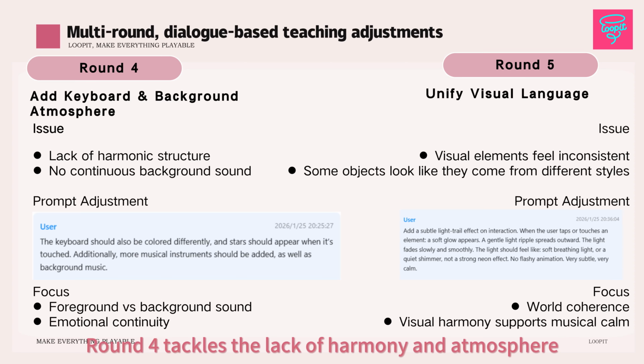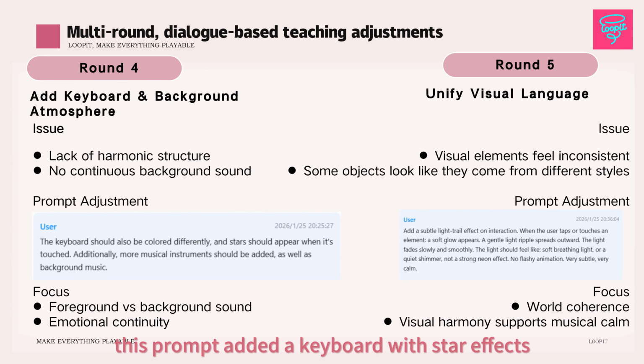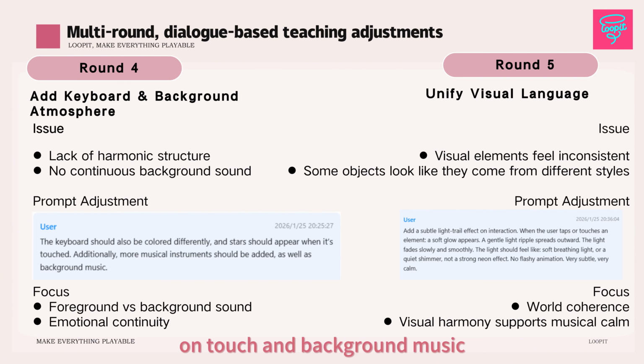Round 4 tackles the lack of harmony and atmosphere. For example, this prompt added a keyboard with star effects on touch and background music. This round focuses on foreground versus background sound and emotional continuity.